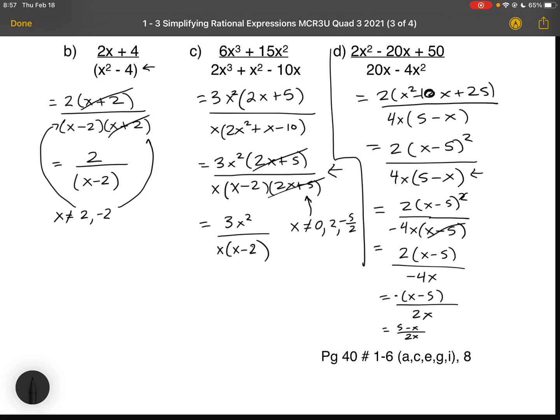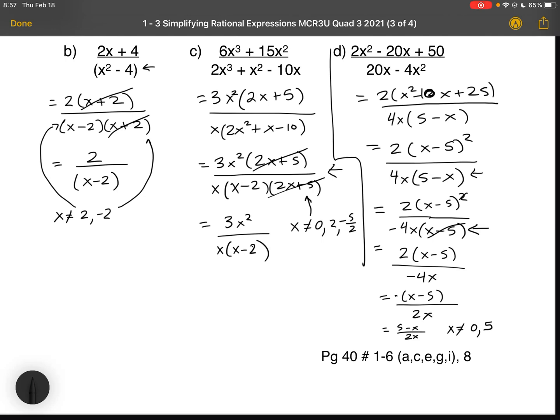The last thing that I need to do here is state my restrictions, so the values that are going to make the denominator 0. Remember, I'm starting from here where I don't have any canceling done. So my first value is 0 and my second value is 5. Both of those values can't happen because when I substitute into the denominator, I'm going to get a 0 on the denominator, which doesn't exist.